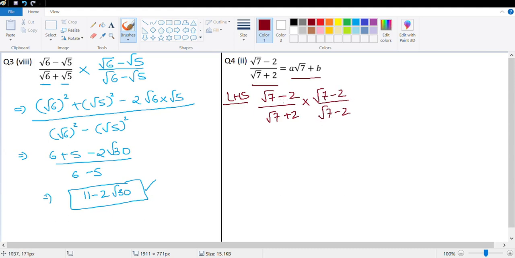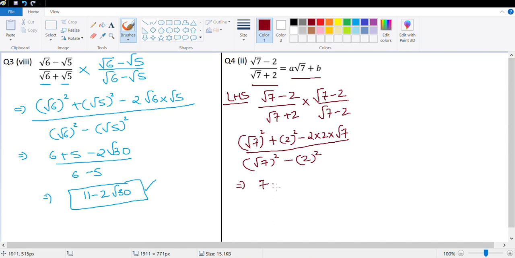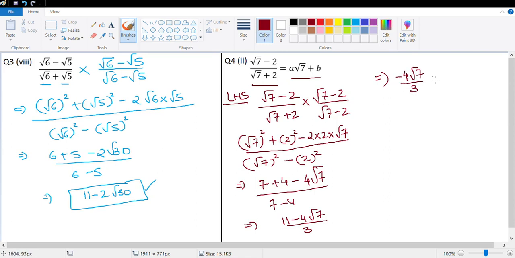So the numerator becomes root 7 minus 2 whole square, which is nothing but root 7 square plus 2 square minus 2 times 2 into root 7, and in the denominator I have root 7 square minus 2 square. That is root 7 square is 7 plus 4 minus 4 root 7 upon 7 minus 4. So this is 11 minus 4 root 7 upon 3. Let's write it in the form in which they want it on the right hand side. So a root 7 plus b, what I have is negative 4 root 7 upon 3 plus 11 upon 3.